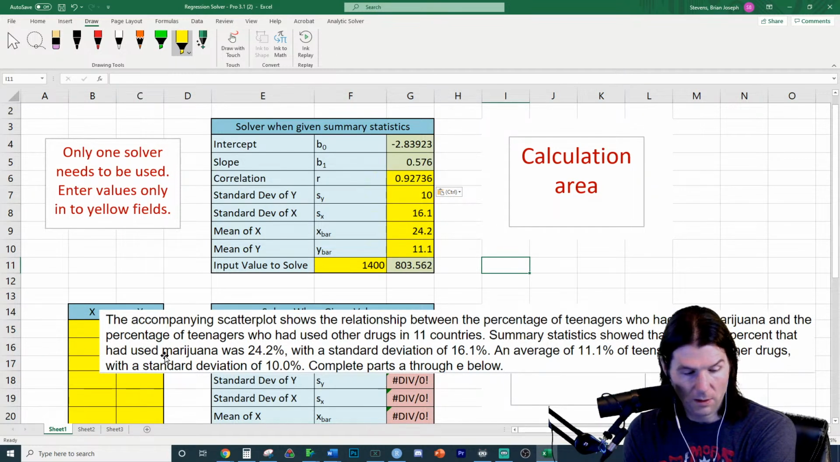So, mean of marijuana usage is this. Standard deviation of marijuana usage is this. An average for the other drug usage of this. And there.